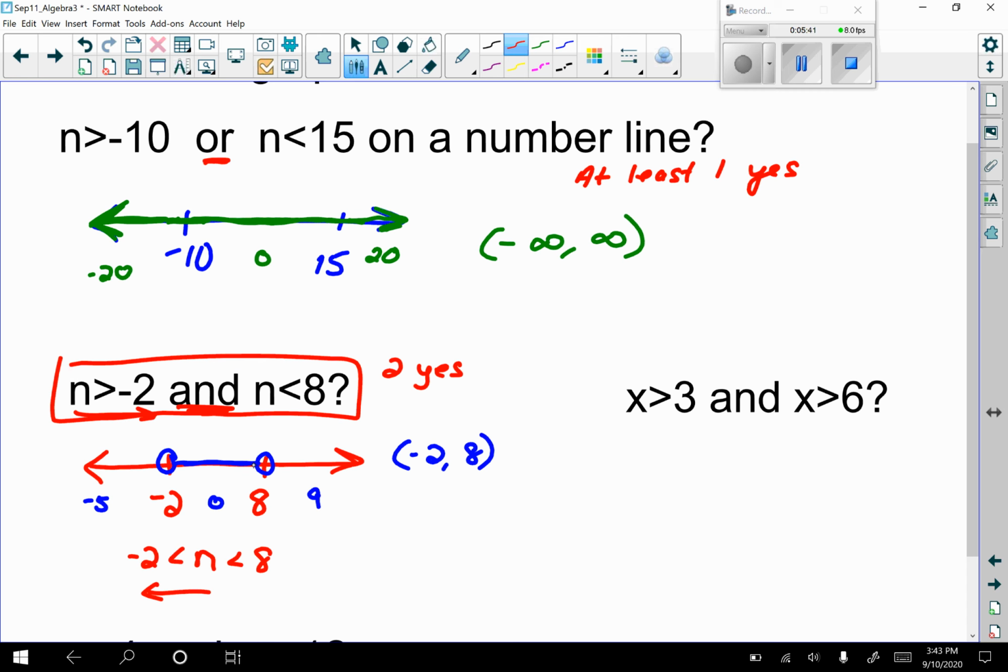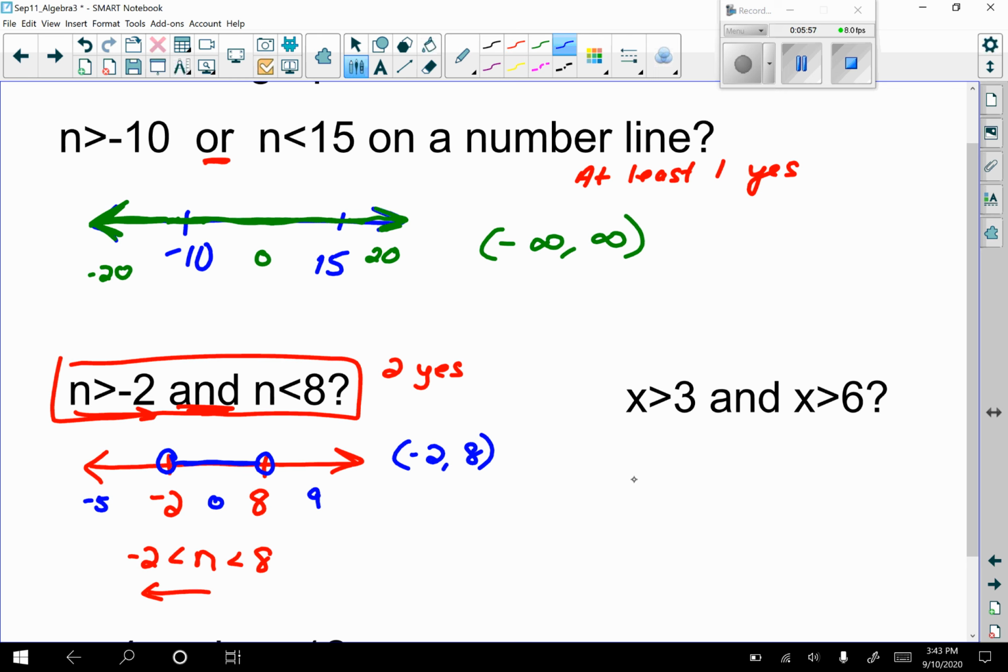So we ended up going through what I call a yes-no test. With an and, we need 2 yeses for the number to have answered in order to shade. For an or, we just need at least 1 yes. It's okay to have 2, but it's not necessary. Let's go ahead and take a look at this next one.